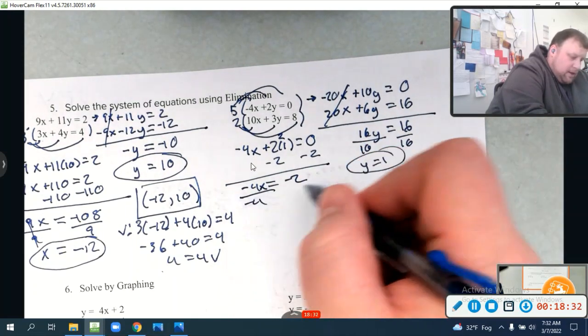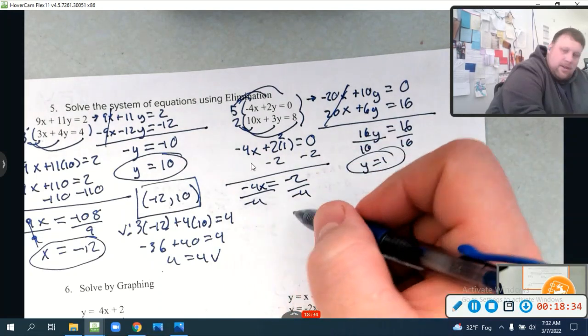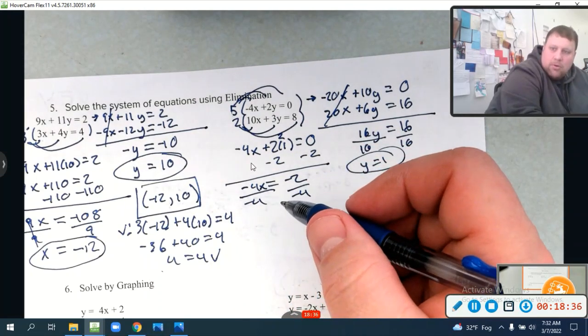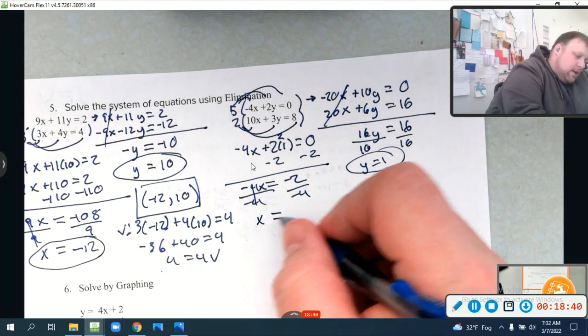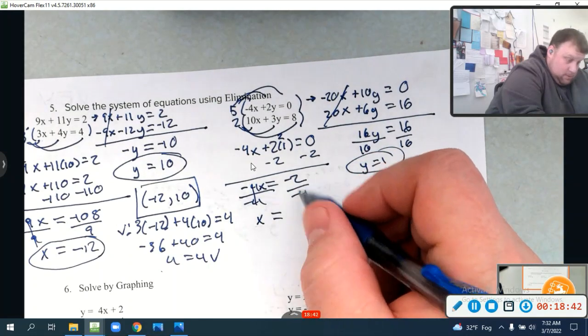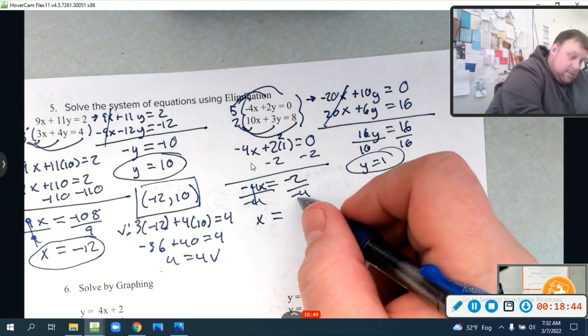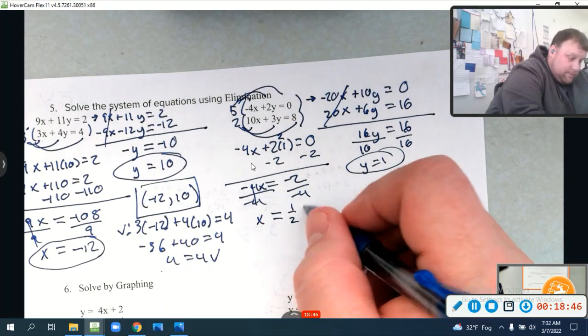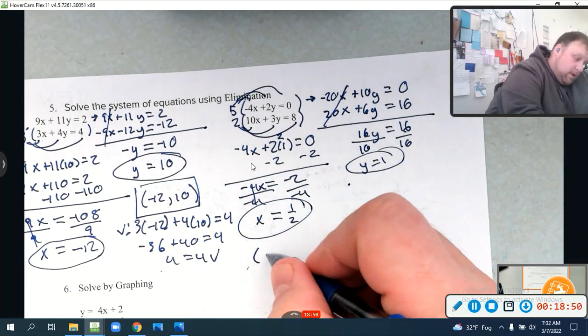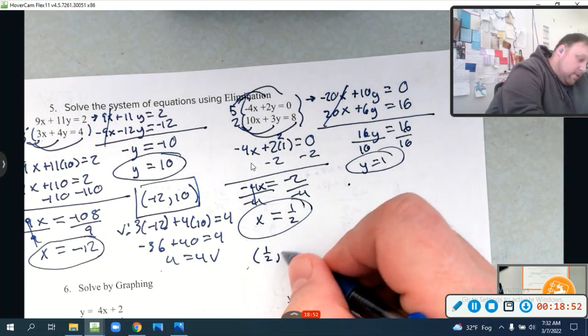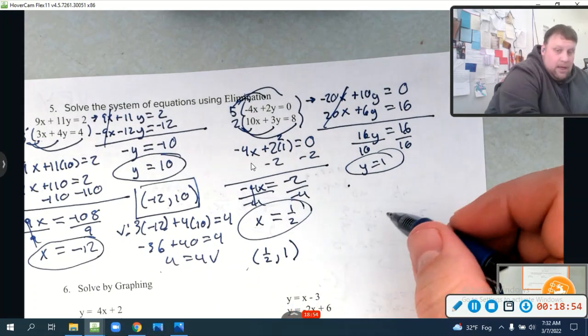Divide both sides by negative 4. Oh, our first fraction. No workout. Just trust me. So we get x equals 1/2. Negative is positive. 2 over 4 is 1/2. So our coordinate should be the point 1/2, 1. Let's see if that's true.